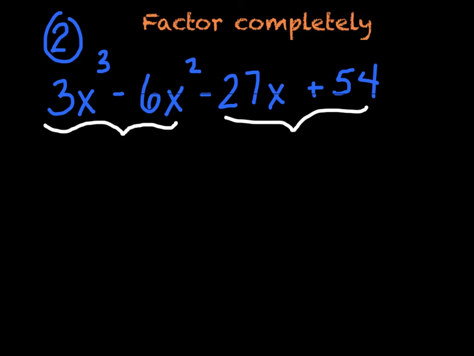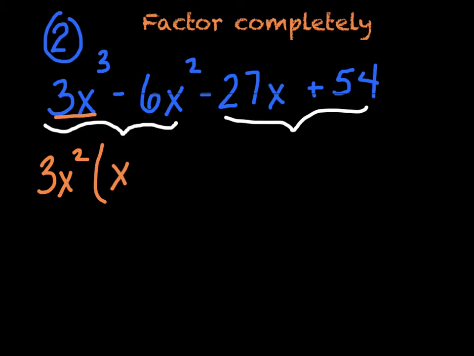Alright, just staring at the first two, what is your GCF? Well, number-wise, I would say the number 3, and also x squared. And then we'll put a nice parenthesis. Now if I take 3x cubed and divide by 3x squared, I think I'm left with just x.